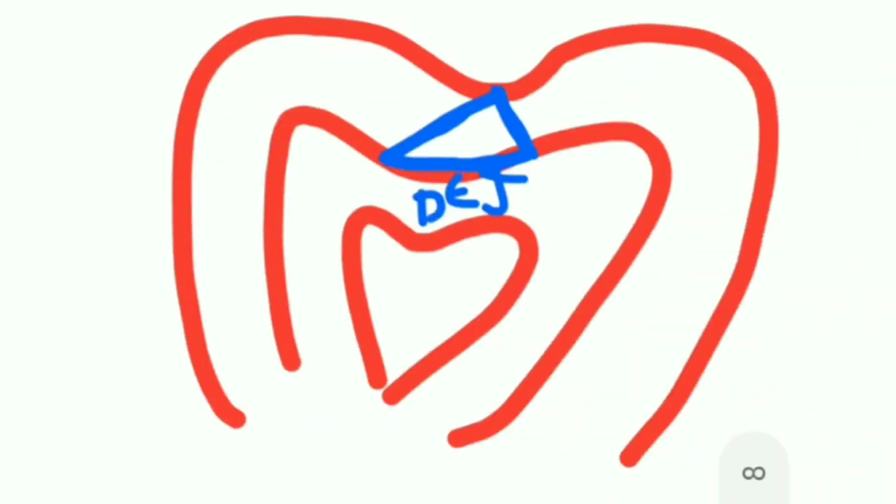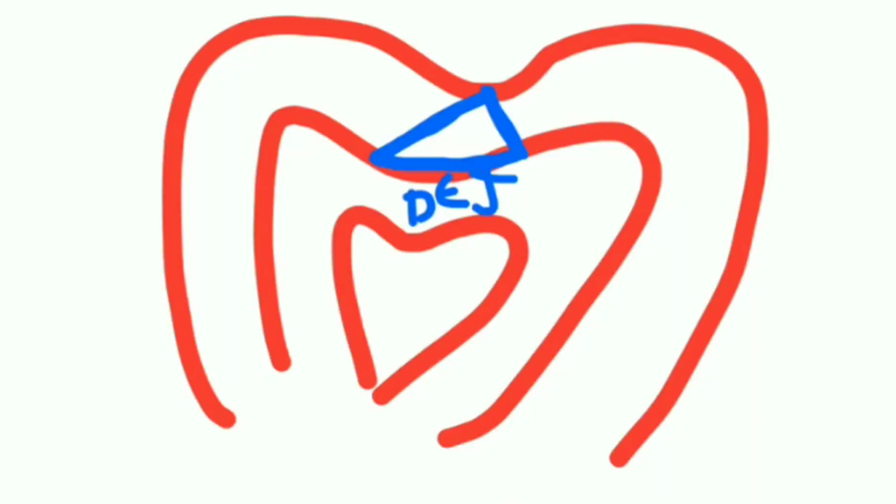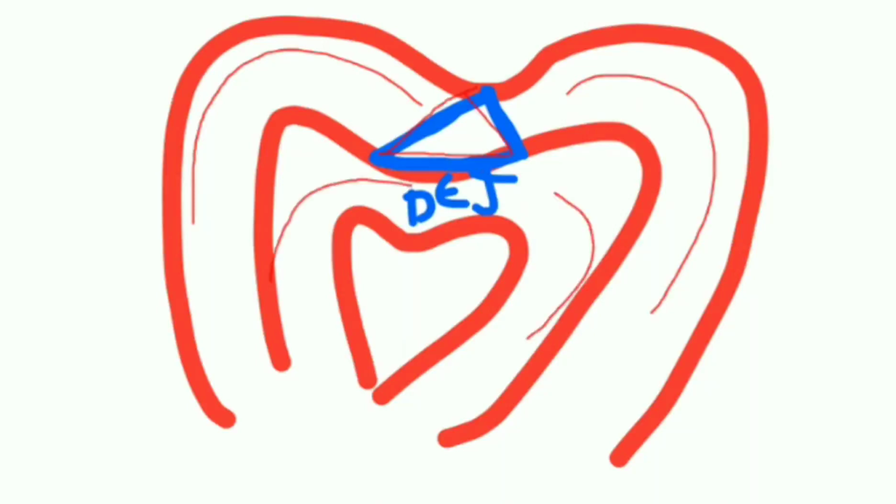Let us see this in a schematic presentation. You can see this is our enamel and this is our dentine. You can see this blue triangle has formed. The base of this triangle is toward the DEJ and the apex is toward the surface.